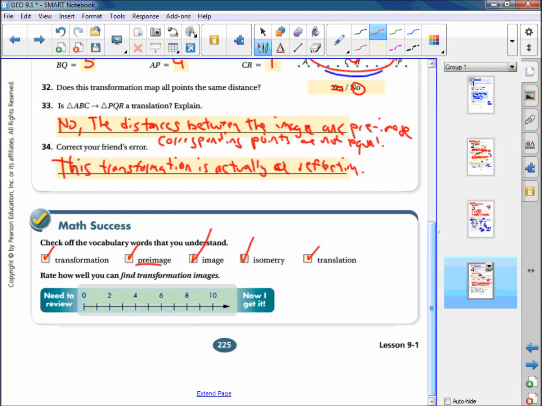So how well can you find transformation images? Hopefully you're in here. I think for a lot of you, you might not have done any work with transformations before other than you just see it every once in a while on the standardized testing. So make sure that you're asking questions in class if you're having some trouble.